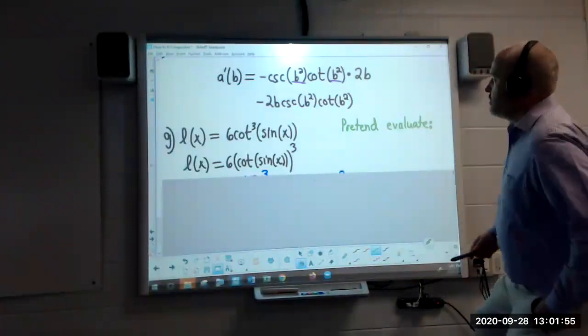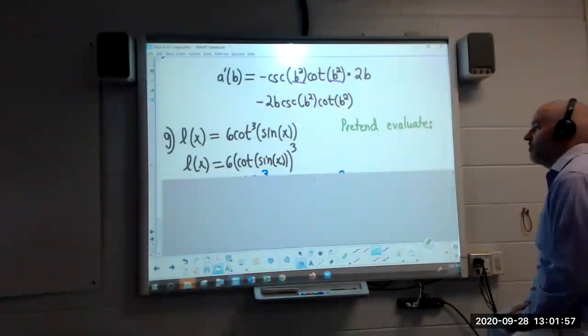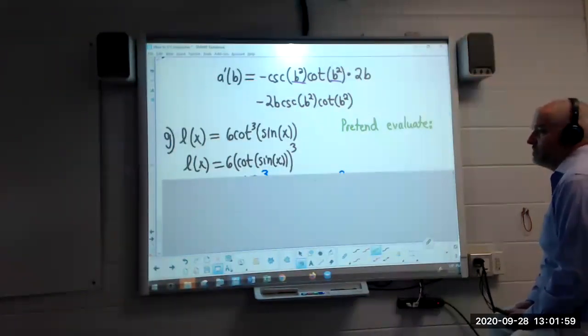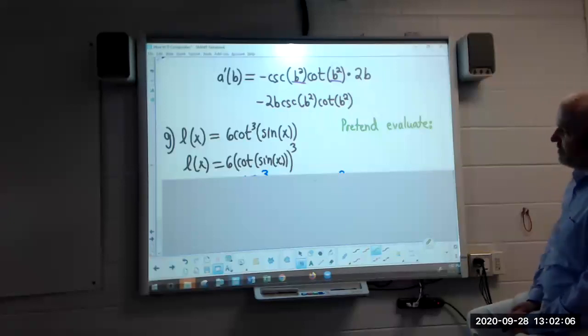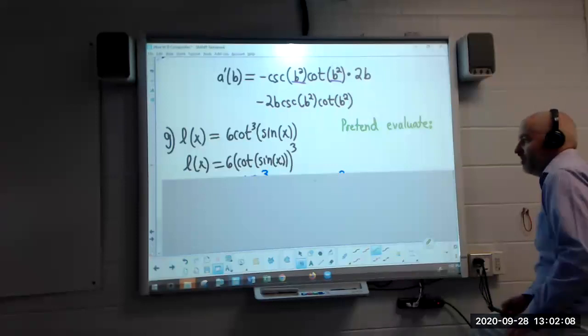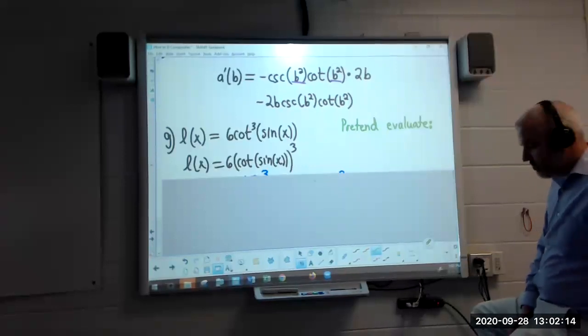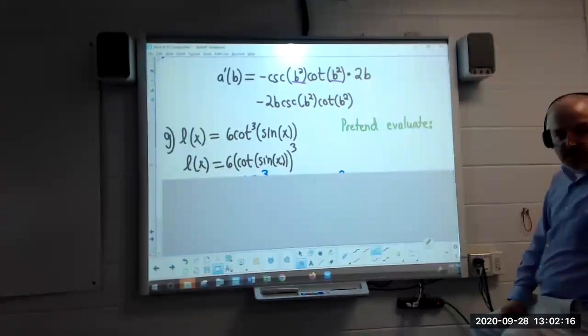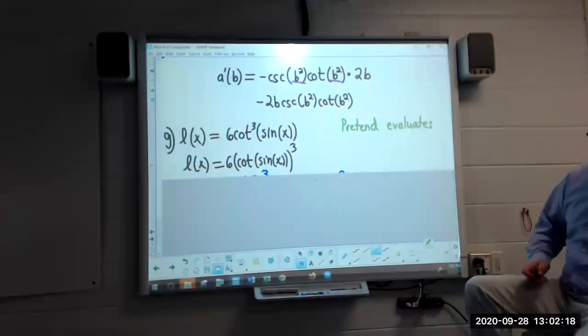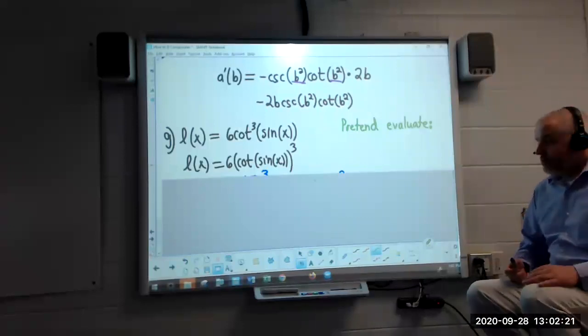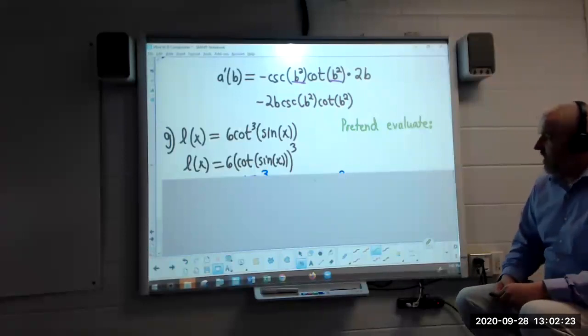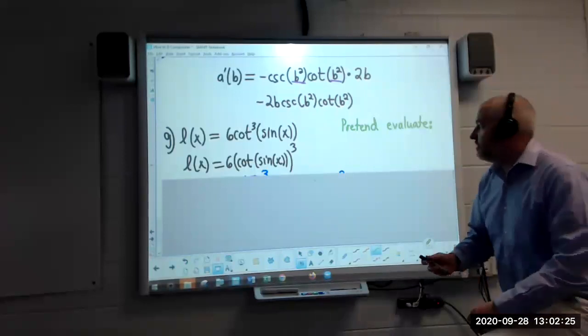So something I will do when I'm having a hard time figuring out, okay, how do I take this derivative? Do I use the chain rule? Maybe. Do I use the product rule? No. Quotient rule? What am I doing? Is I like to do pretend evaluation. So what do I mean by pretend evaluation? I like to choose an x value, and then I like to pretend evaluate the function at that x value and see what happens. Because what happens gives me an idea of how to take the derivative. So let's say we let x equal 5.